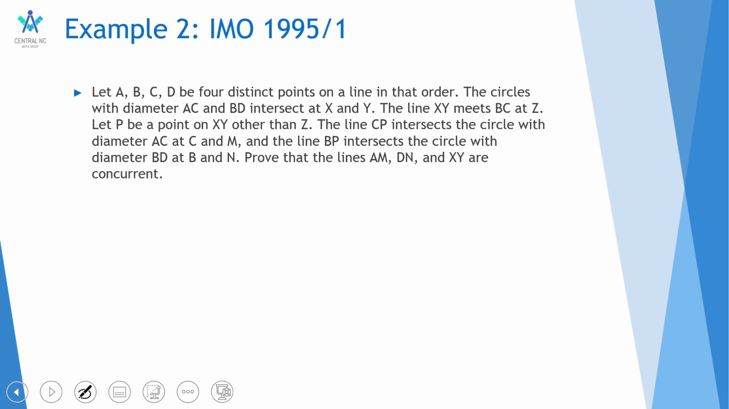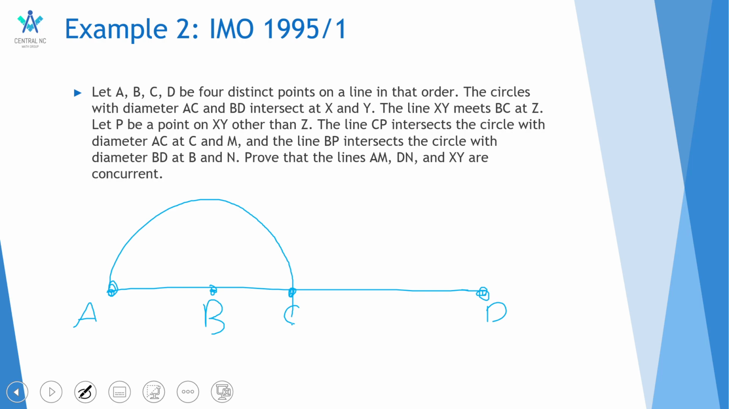So next problem. I'll be drawing the diagram while I'm reading the problem. So let A, B, C, D be 4 distinct points on the line in that order. Okay. So I'll draw A, B, C, and D. C looks in the middle of BD. Draw it a little bit off. Yeah, something like that right there. Looks good. So we have two circles with diameter AC and BD.